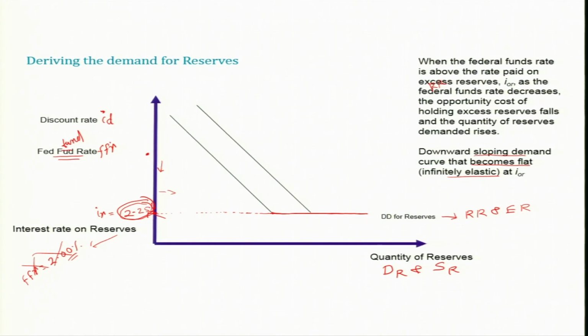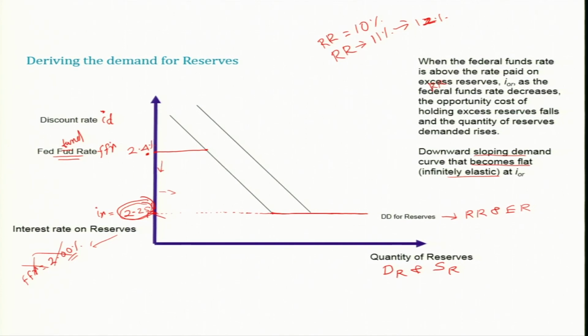Suppose initially the required reserve is 10%. What if the Federal Reserve System increases the required reserve to 11% or 12%? When the Federal Reserve System increases the required reserve, without any change in the Fed fund rate, the curve will shift rightwards. Suppose the market-determined Fed fund rate is, for example, 2.4%.